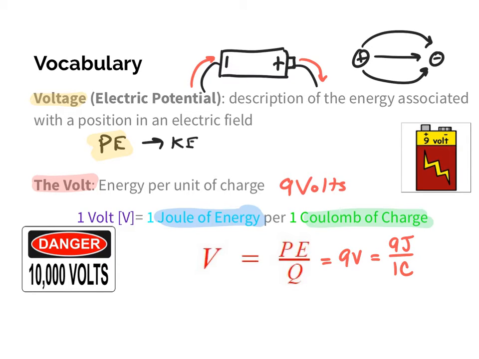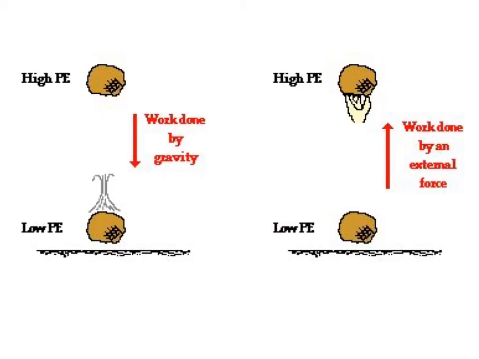So voltage is a description of the potential energy that we're going to give to something. Now, the idea we have to think about is that with voltage, it's all about what's called potential energy. Potential energy is energy being stored, not being used yet. And if we remember, when we use energy, it naturally gets turned into kinetic energy.